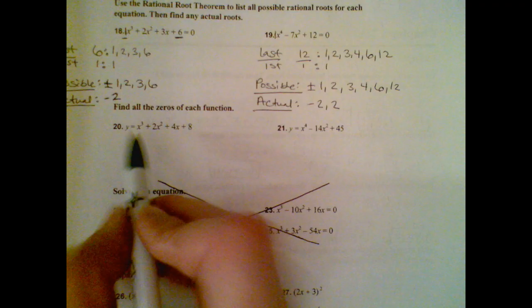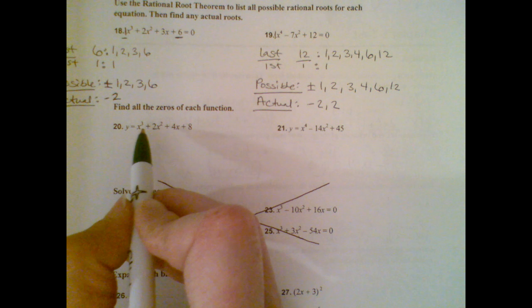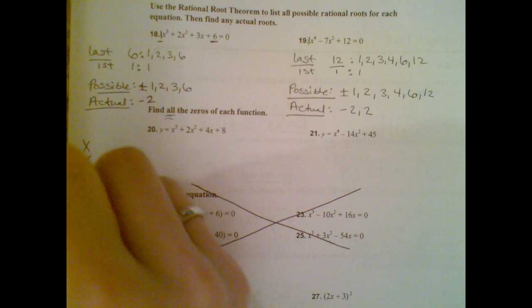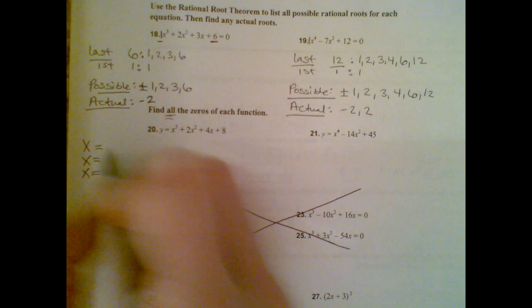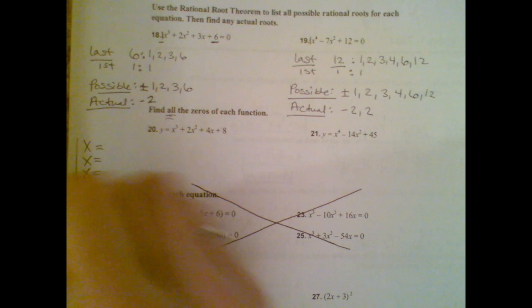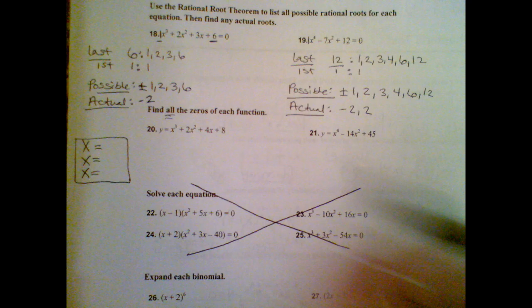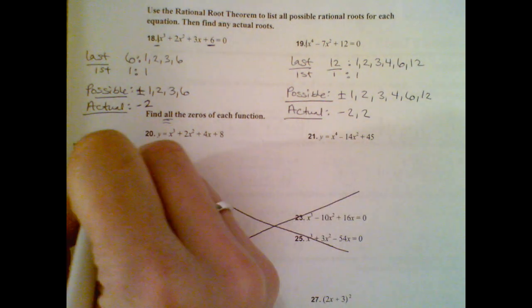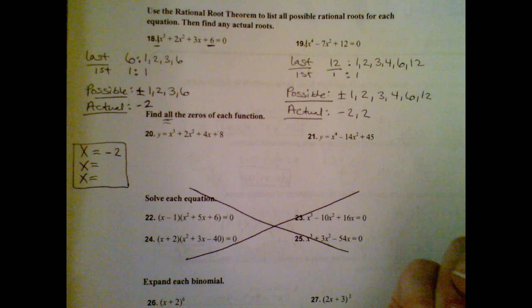Notice how the degree is 3, so we need to find all of them. So they want the real and imaginary ones. So we're going to put x equals off to the side. We know there's 3 solutions, so we're going to put 3 of them. And when we go ahead and graph it, we get that it crosses at -2.